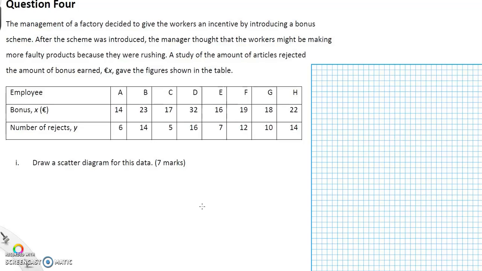So we have 1, 2, 3, 4, 5, 6, 7, 8 or so employees, and we have a bonus amount in euros and a number of rejects there on the bottom row. Draw a scatter diagram for this data, right? So here's some graph paper.